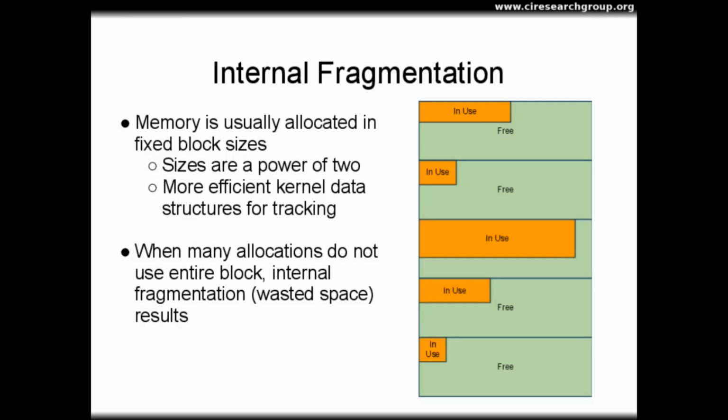The other type of fragmentation is called internal fragmentation. Internal fragmentation occurs because memory is normally allocated to processes in some fixed block size. The block size is normally a power of 2 in order to make the kernel memory tracking structures more efficient. Processes tend to request pieces of memory in sizes that do not fit neatly into these blocks. Thus, it is often the case that parts of a block are wasted as a result. For small memory requests, large portions of the block may be wasted.